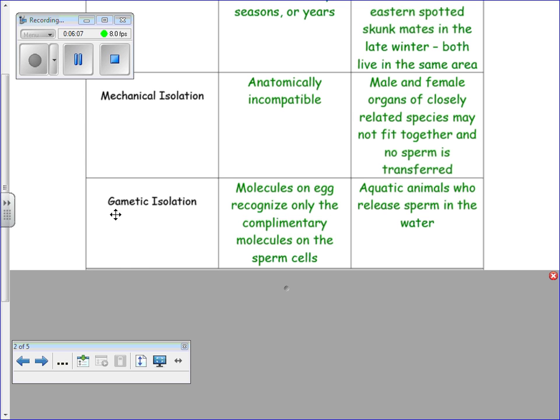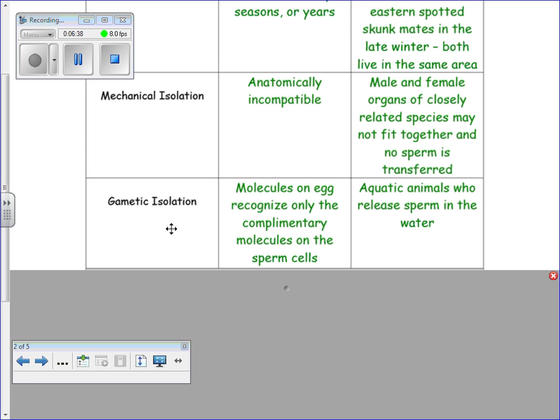So it has the word gamete in it. This is when molecules on the egg will recognize only complementary molecules on a sperm cell. So gametic isolation is in the event that two organisms of two different species have actually found each other at the right time in the same habitat, have actually gone through the act of mating, and the sperm are somehow inside the female body looking for the egg.